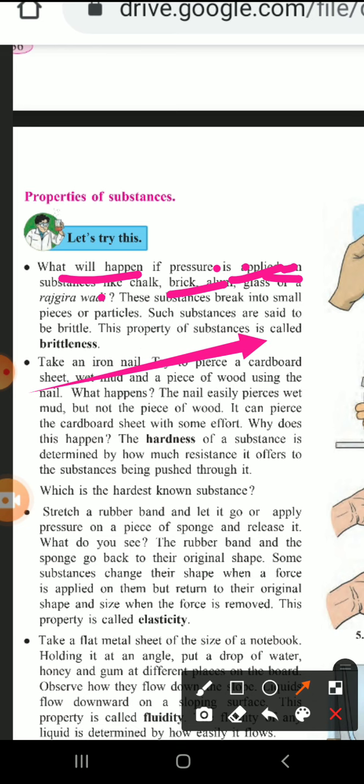Such substances are said to be brittle. This property of substances is called brittleness.